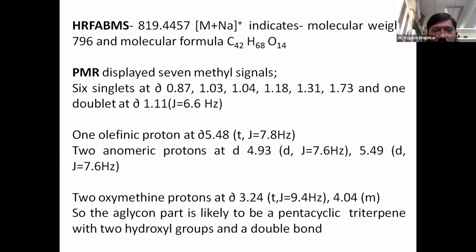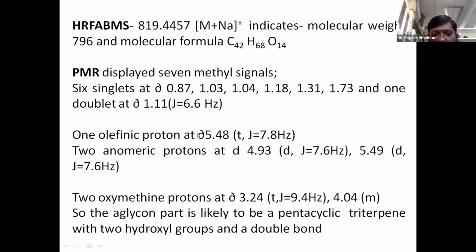From HRMS, exactly, this is the molecular weight. We have to get the exact molecular weight up to four digits. This is M plus Na that we get, and this is the molecular weight for this molecule, and from here we can generate the molecular formula. In the proton NMR we get 7 methyl signals. These are singlets, and this one at 1.1 is a doublet.